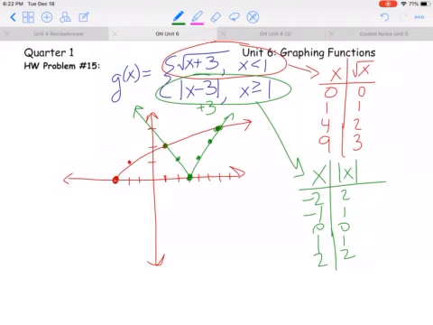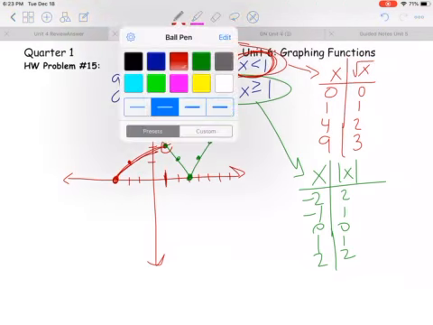So now we're going to look and see which parts we keep. So on the first one, we want the numbers less than 1. So we go to 1. On the red graph, we want the numbers to the left of 1. So I'm going to put an open circle right here and keep this part and erase the red graph on the right. Not the green one, just the red.